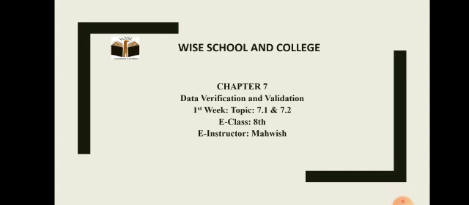Let's get started with chapter number 7 of your book, which is data verification and data validation. Before starting today's lecture, please open your books to page number 85 so that we are able to start. In today's lecture, we will cover topics 7.1 and 7.2. Topic 7.1 in your book is data integrity and topic 7.2 is types of error. We will start with the first one, which is data integrity.